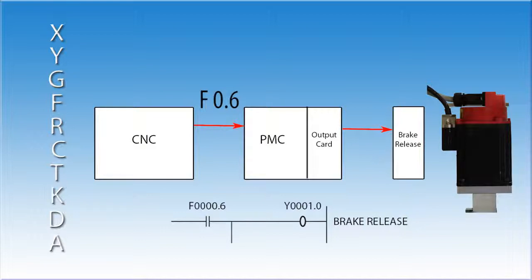F0.6 would be a contact on a rung in the ladder. When this bit goes high, a Y value output will be turned on. This will send out a signal to release the brake. If for any reason the CNC turns the servos off, F0.6 will go low and the brake will clamp. F addresses, like the X addresses, can only be used as an input. Fanuc assigns all G and F addresses.